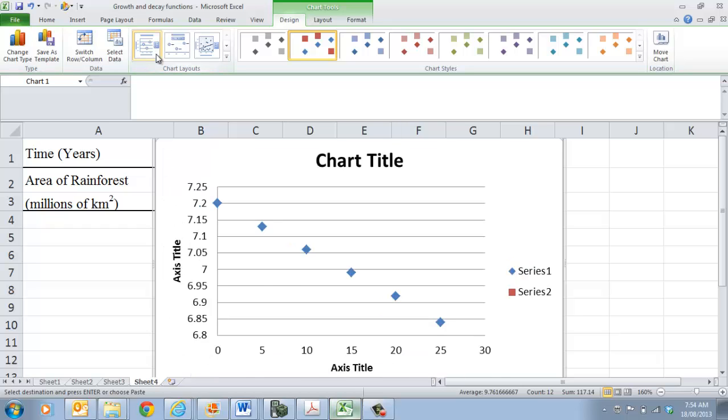Obviously when you're doing that, you want to be able to type in your information. So this is the area, and that's in kilometres squared. I'm not getting too fussy with the formatting, but you'll get the idea. And then this here is time, and that's measured in years. And then you can give your graph a title. You might just go rainforest.